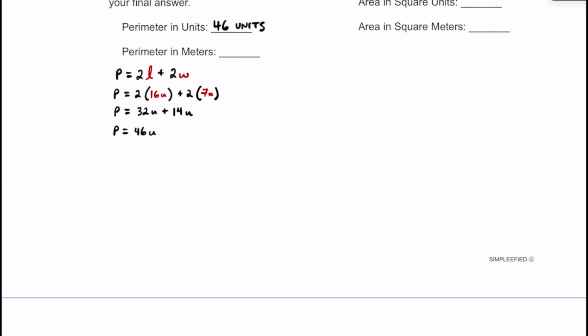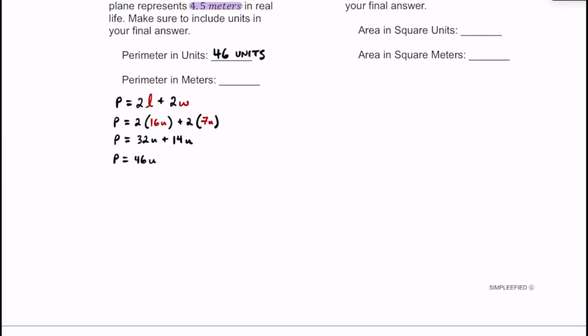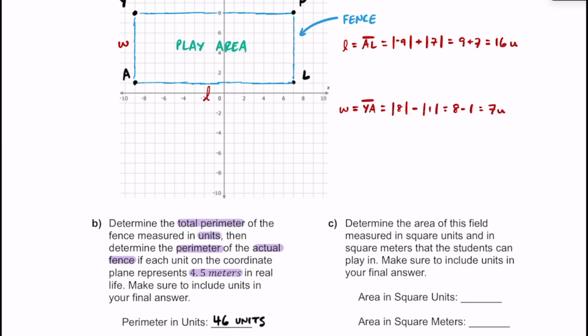All right, now what if we wanted to find this out in meters? Well, we have to see what the conversion is here, or what it's representing. So we see that each of these units is going to be 4.5 meters. We can do a couple things here, but for this particular one I'm just going to take this 16 units we have here. So let's do the length. That's equal to 16 units. But let's multiply that by 4.5, right? If we multiply this by 4.5, that's going to let us know what this is in terms of meters, right? Because each of these units is representing 4.5 meters in real life.